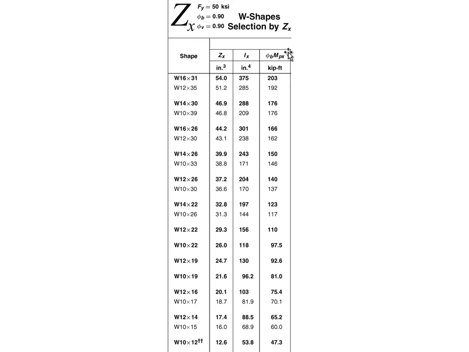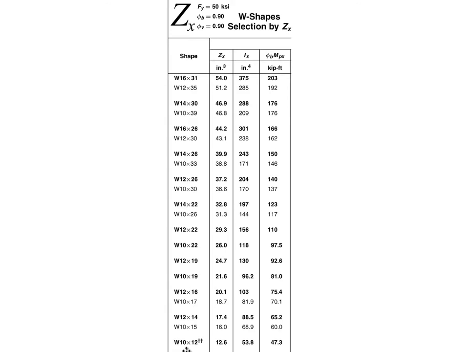Okay, so the important column now is neither of these. We've done I already, and for the moment we're not even talking about what Z is. So we're looking at, this is the design moment. And by the way, it already has the resistance factor built into it. So it is the allowed or design moment for the beam in question. So 47.3 kip feet is the design moment for this beam.